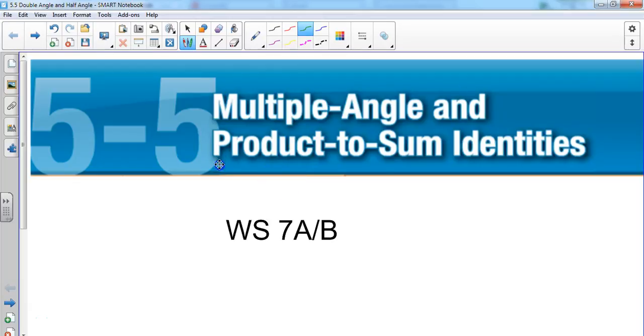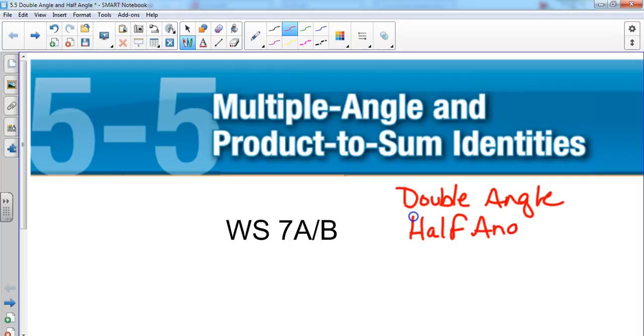It says multiple angle and product to sum identities is the title of the section in the book, but we're just going to basically use the double angle and half angle formulas. Can anybody find those on your gray sheet? There's a whole bunch of them. Do you see it? The whole bottom third of the sheet is double angle relations and half angle relations. All right.